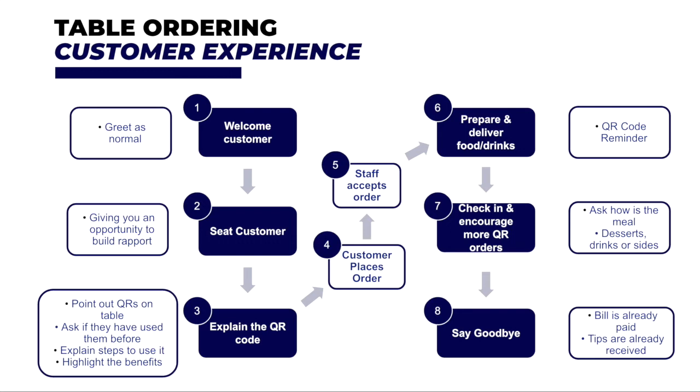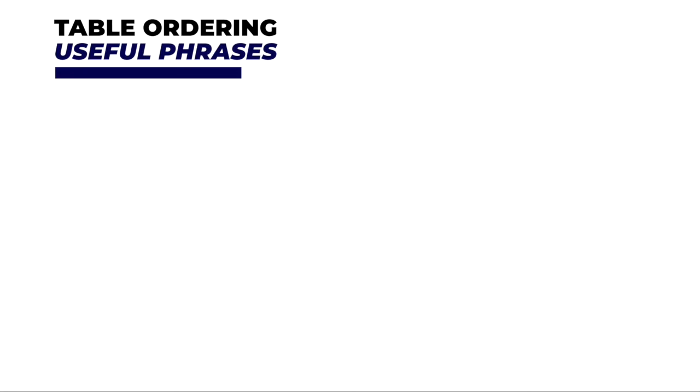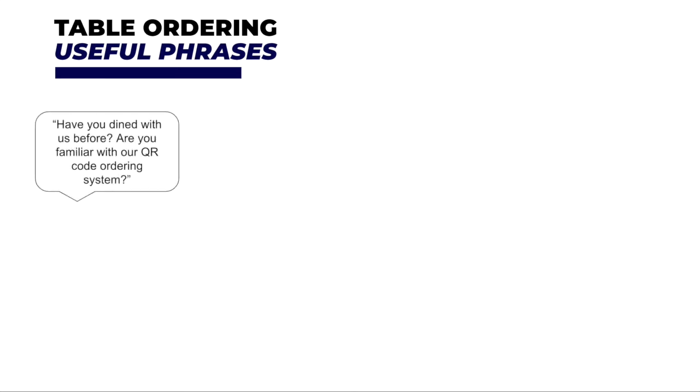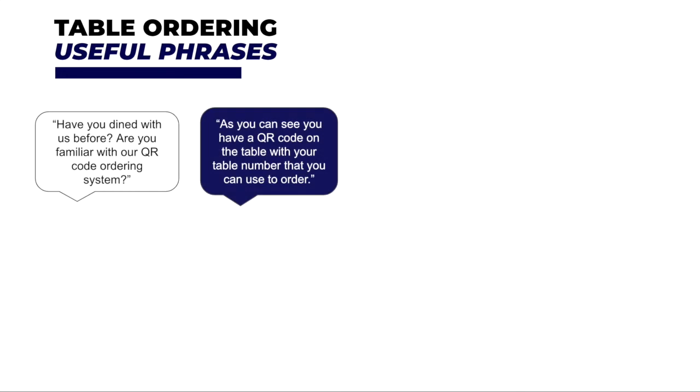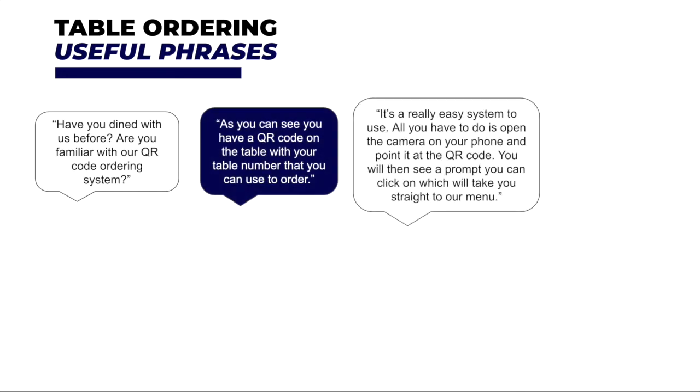To help with this, I've also prepared some useful phrases for your staff to use while interacting with customers in relation to QR codes. Let's go through them now. For instance, have you dined with us before? Are you familiar with our QR code table ordering system? As you can see, we have a QR code on the table with the table number that you can use to order. It's a really easy system to use. All you have to do is open the camera on your phone, point it at the QR code. You will then see a prompt you can click on which will take you straight to our menu.